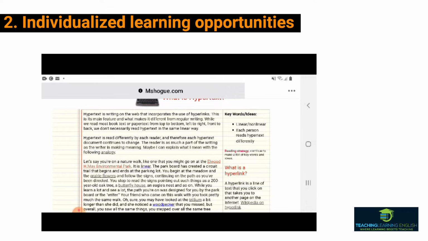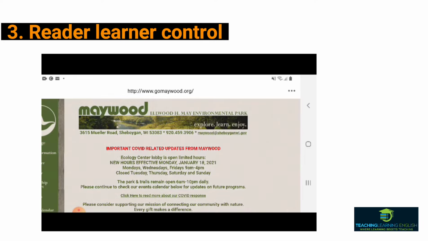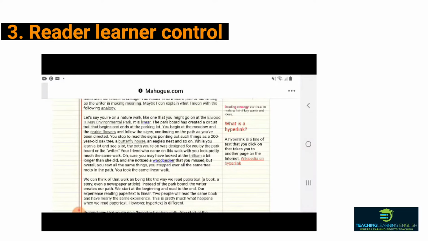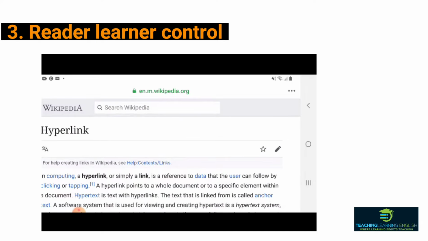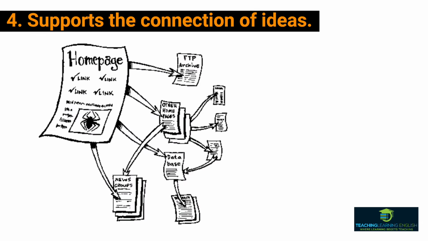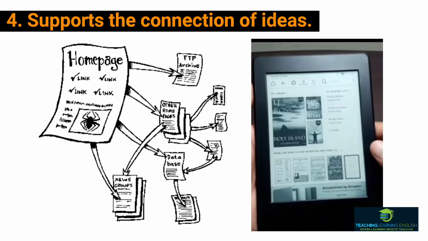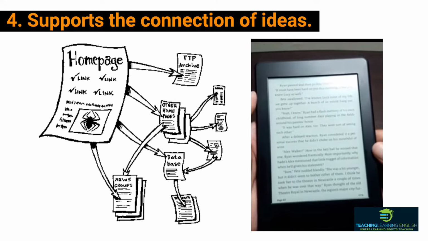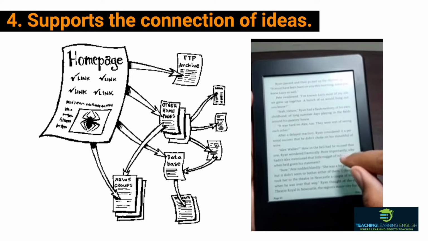The third is reader or learner control. A hypertext environment gives the learner control over paths of learning. Reader control allows the learner to make choices in navigating and manipulating the content on sites. The fourth is it supports the connection of ideas. Hypertext emulates the way we think through an association of ideas. That's according to Bush. We associate words and that starts our curiosity.